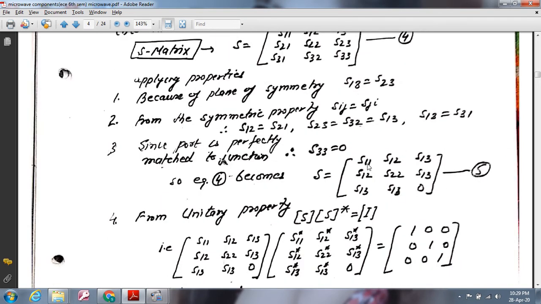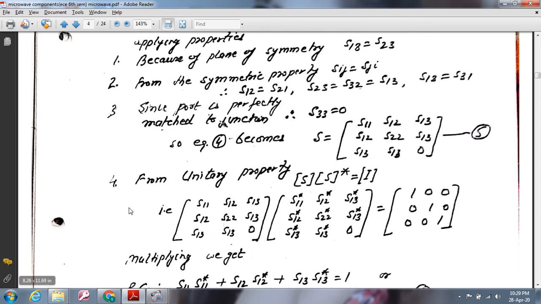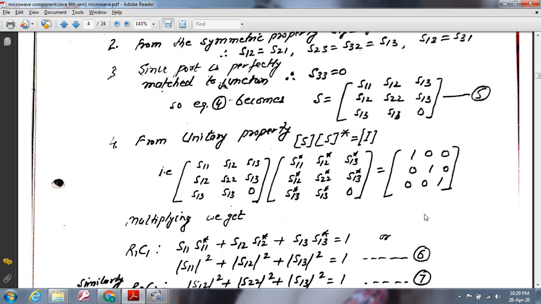Taking equation number 5, we are applying the next property of our S matrix, that is S S star equals I, or the unit matrix. So this is our equation number 5, and this is S star of equation number 5. This is equal to the unitary matrix, here a diagonal matrix. Only the diagonal elements are unit 1.